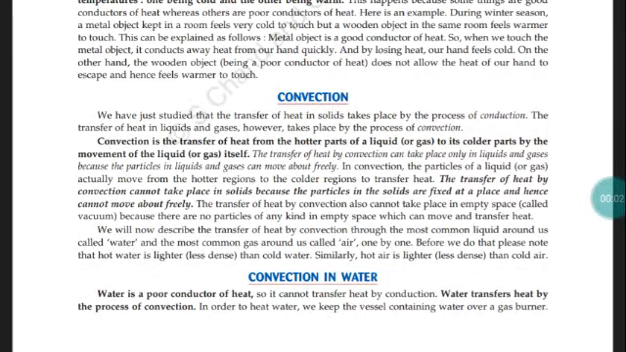Now come to convection. Convection is what? Convection is the transfer of heat from the hotter parts of a liquid to its colder part by the movement of the liquid itself, right? So convection takes place in what? Liquid as well as gases.